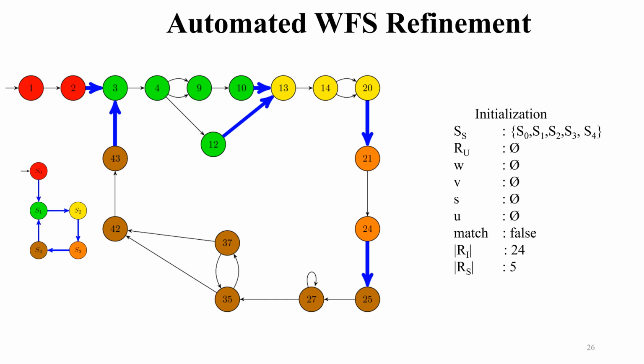So using the specification on the left and the implementation on the right, we initialize these variables. SS contains the set of states of the specification, which is S0, S1, S2, S3, and S4. RU, the counterexample set, is null. W, V, S, U are all assigned null. Match, which contains a Boolean value, is assigned false. The implementation transition system on the right has 24 transitions, and the specification transition system has 5 transitions.